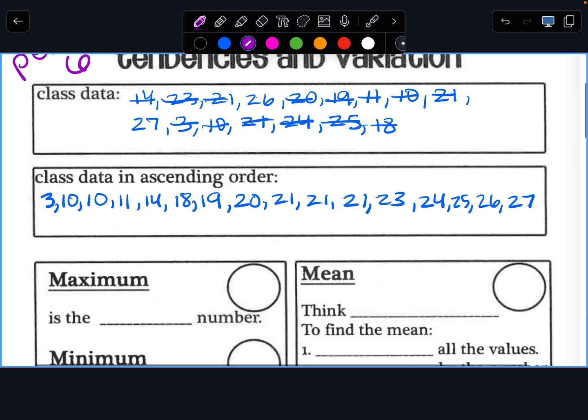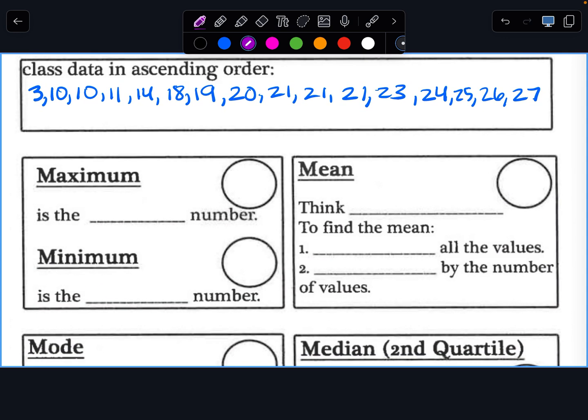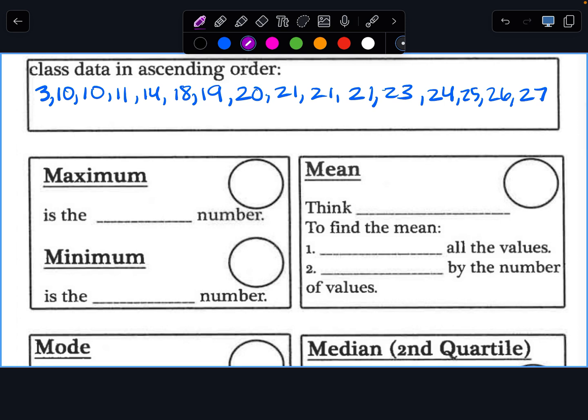So we're going to use data to answer a lot of these, which you probably learned in elementary school. The maximum is just what it sounds like. It is the big number, and in this case, it was our winner at 27. And the minimum is our smallest number, which probably happened because it tipped over, which is 3.